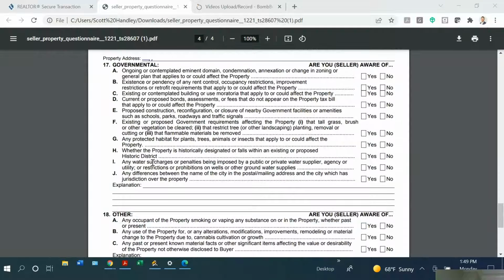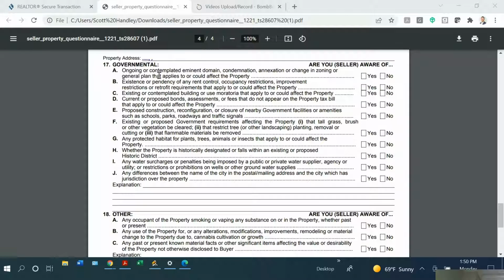So here on the last page, page 4, governmental. Ongoing or contemplated eminent domain, condemnation, or annexation, or change of zoning or general plan that applies to or could affect the property. Is that yes or no? Have you been notified that they're going to build a new train through your property, high speed rail? If you were aware of that, you would check yes, but it's very uncommon. So a lot of these should be no here.